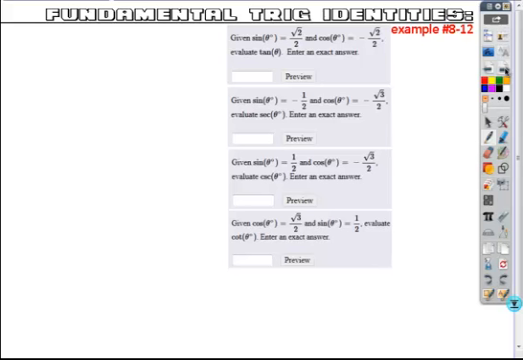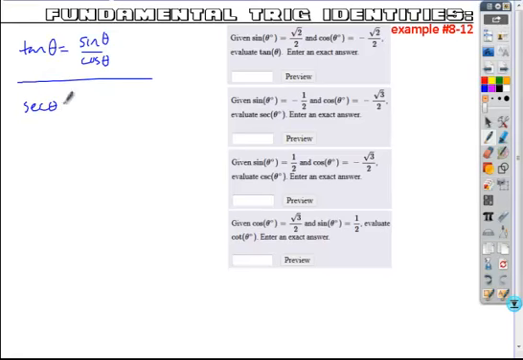Okay, so the trig identities that you need to be able to work with in a problem like this, and we'll talk about some of the later ones in a second, but you have your cosine and your sine. The tangent is the ratio of sine over cosine. Okay, and then all of your reciprocal ratios you need to be aware of as well.